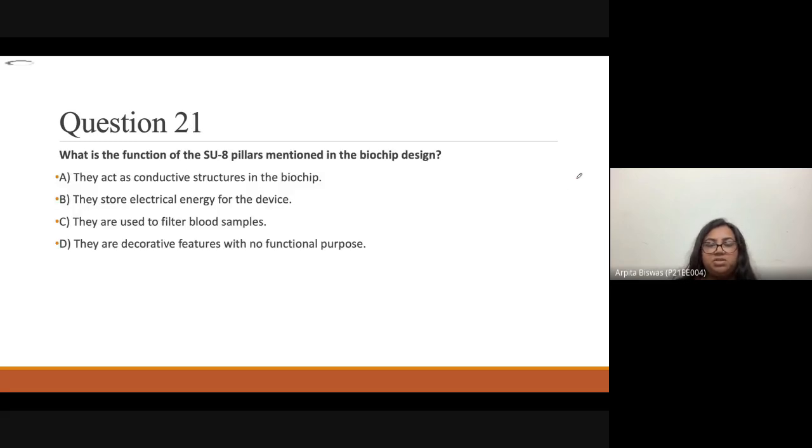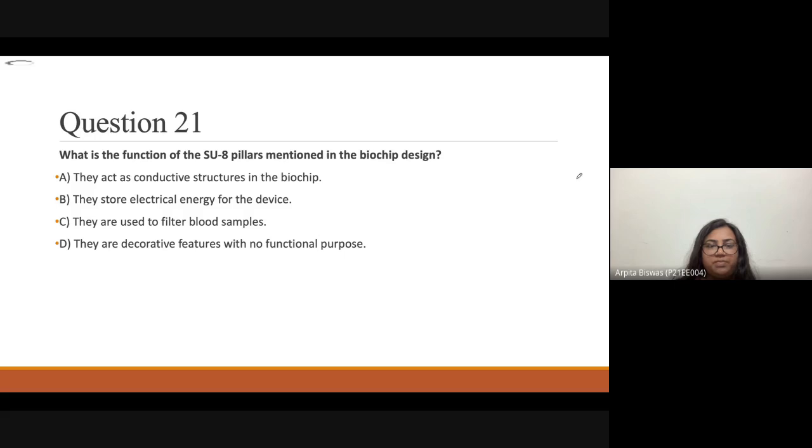What is the function of the SU8 pillar mentioned in the biochip design? First, they act as a conductive structure in the biochip. The second, they store the electrical energy for the device. And the third option is they are used to filter the blood samples. The fourth option is they are decorative features with no functional purpose. So please go through the question carefully and then try to give the right answer. And there is no hurry, take your time.